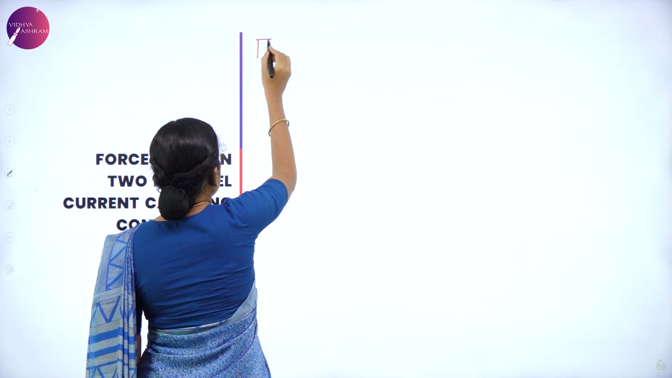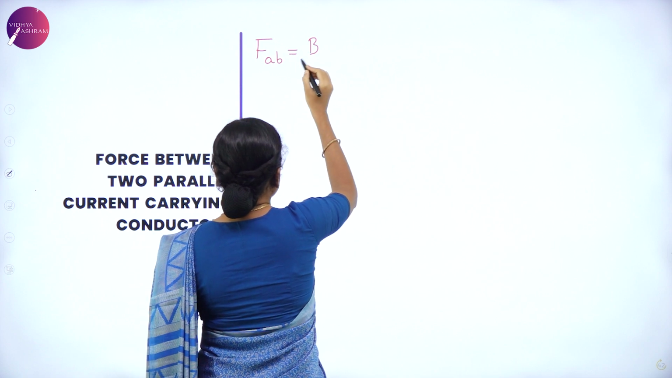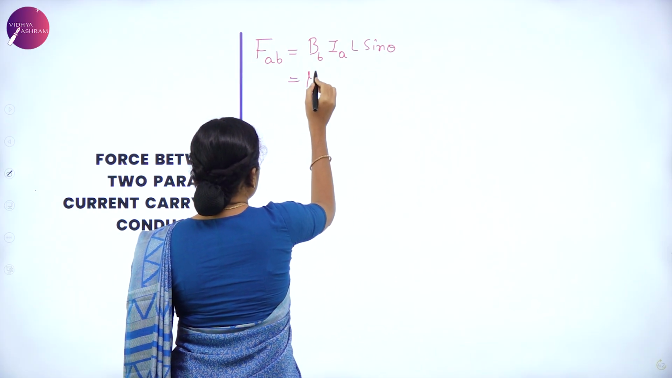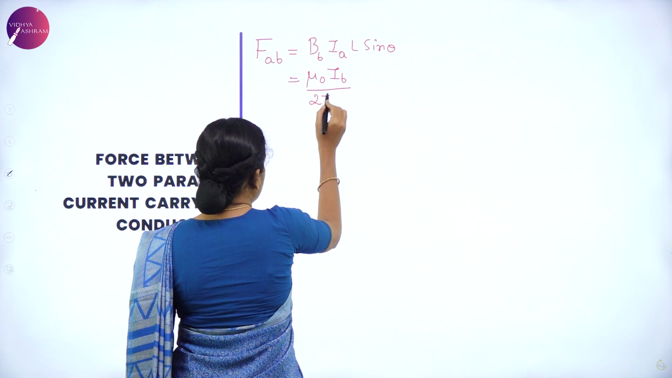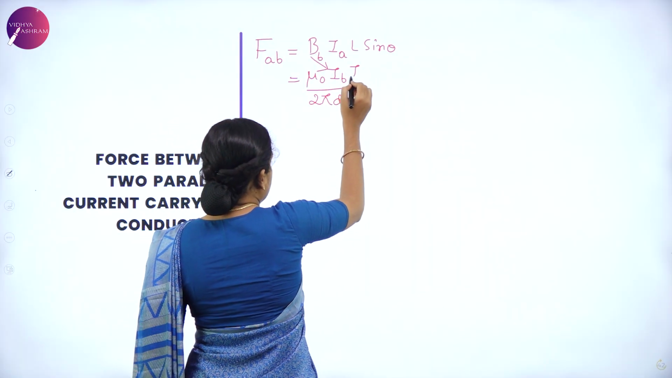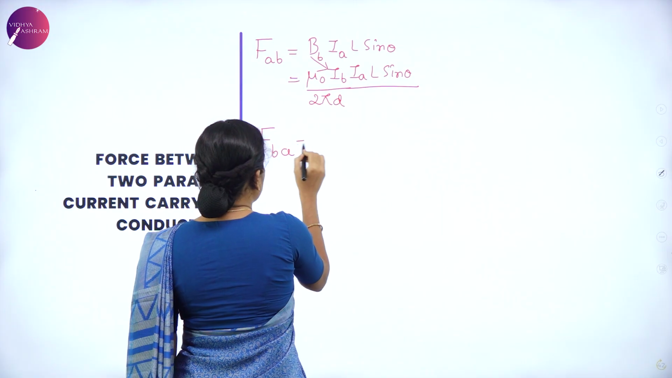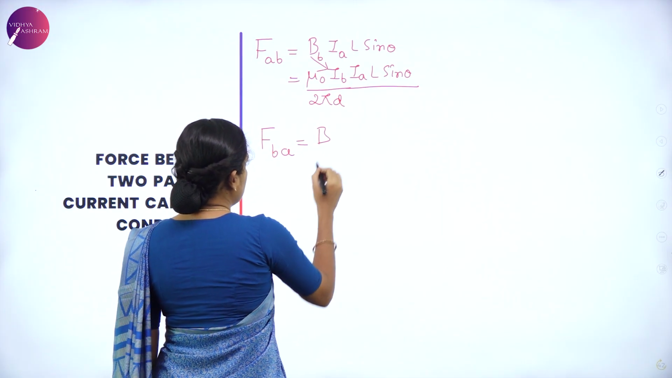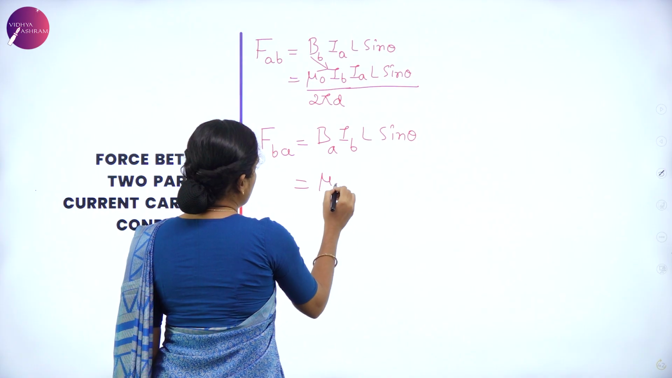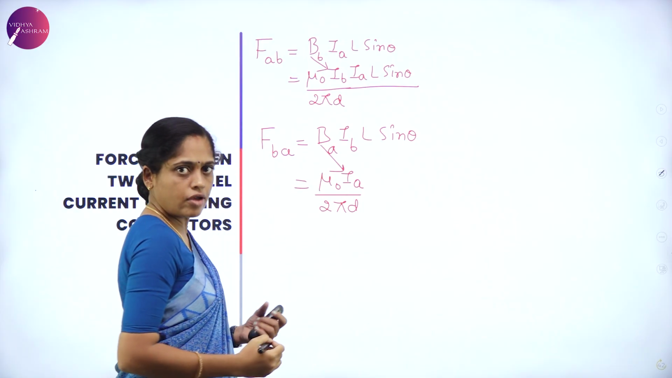By substituting, the force on A due to B is equal to, let me write the expression first, B I L sin theta, where B is given by mu naught I_B by 2 pi D, the magnetic field due to the current in wire B, times I_A L sin theta. F_BA is the force on B due to A, which is B_A I_B L sin theta, where B_A is given by mu naught I_A by 2 pi D, because this magnetic field is created by the current in wire A.